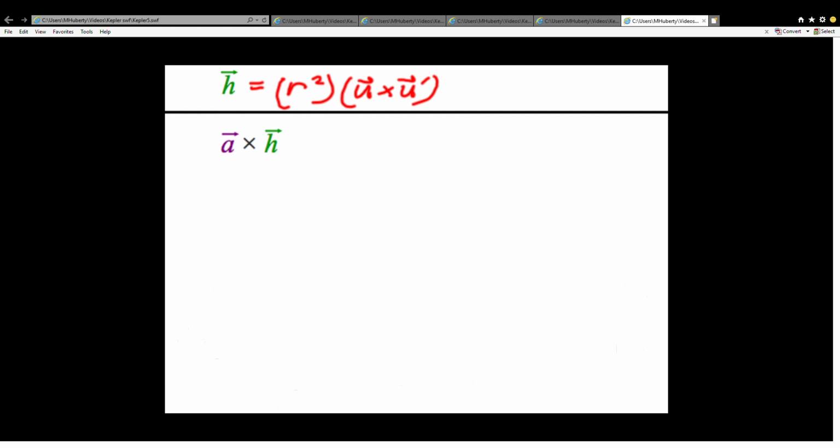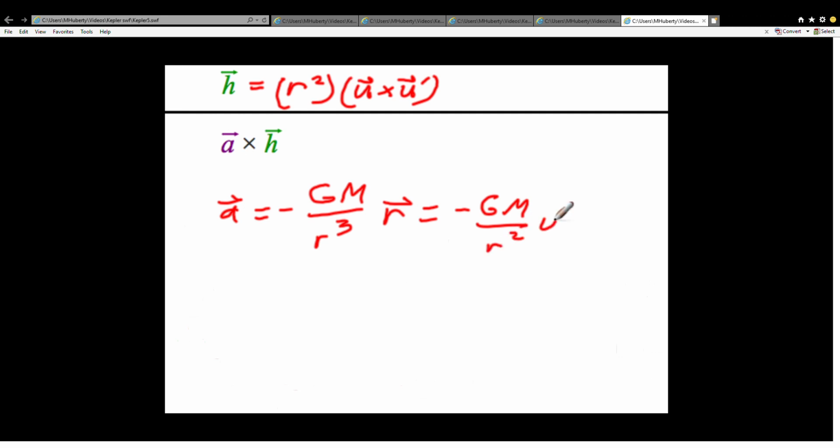So in doing this a cross h, first of all, we're going to rewrite the acceleration vector back to what we came up with before, that the acceleration vector was proportional to the position vector. And in fact, rewriting it in the more familiar way here with the unit vector, GM over r squared times the unit vector. We'll plug this in for the acceleration vector, and we're going to plug in what we got for h in for the h vector, and that's in the next video.